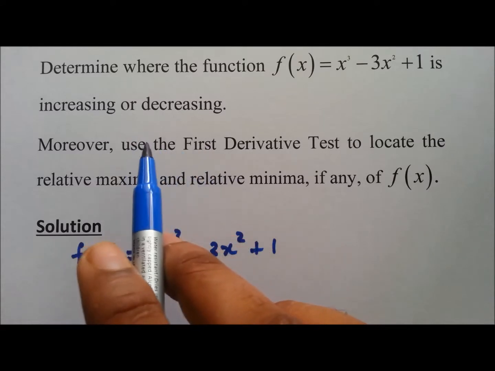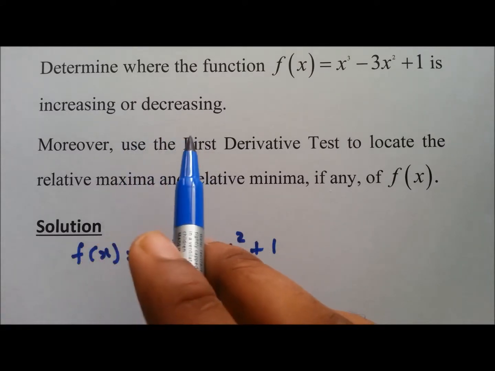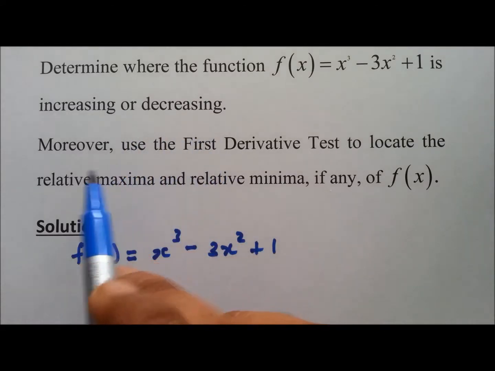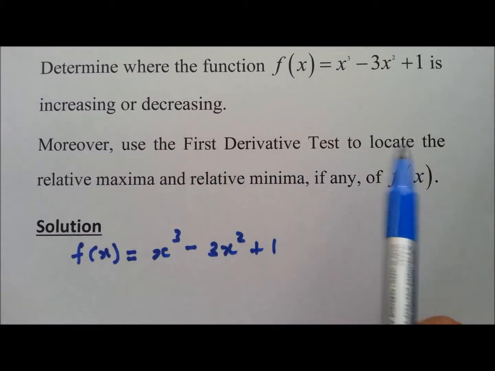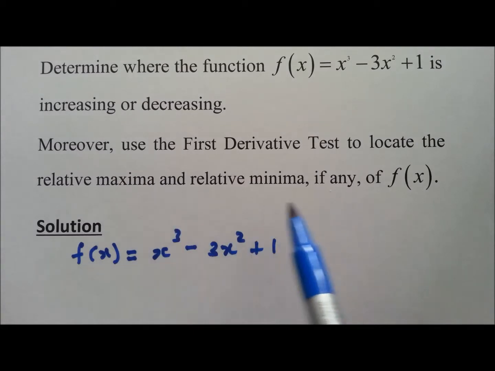So we need to find the interval where the function f of x is increasing or decreasing. Secondly, the question asks us to use the first derivative test to locate the relative maxima and relative minima, if any, of f of x. First, let's find the interval where the function is increasing and where it's decreasing.